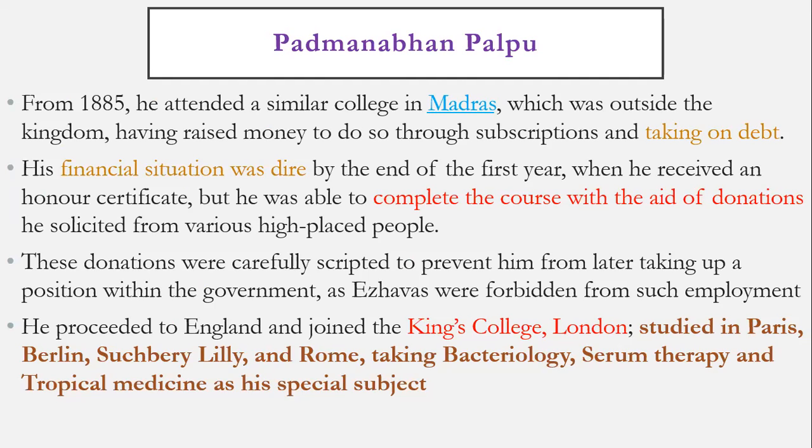through subscriptions and taking on debt. His financial situation was dire. By the end of the first year, he received an honor certificate, and he was able to complete the course with the aid of donations he got from various high-placed people. These donations were carefully scripted to prevent him from later taking up a position within the government, as Ezhavas were forbidden such employment. He proceeded to England and joined King's College, London, studied in Paris, Berlin, Strasbourg, Lille, and Rome, taking bacteriology, serum therapy, and tropical medicine as special subjects.